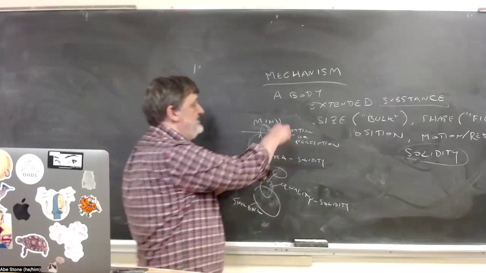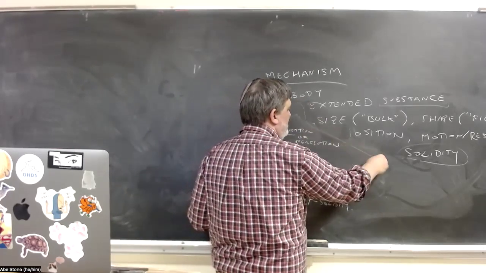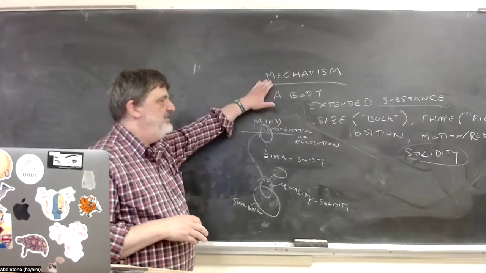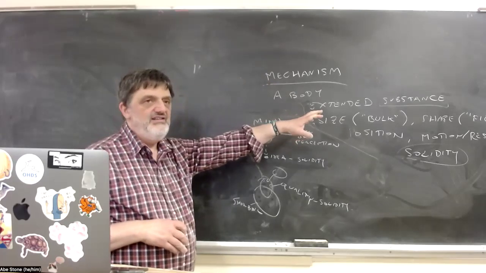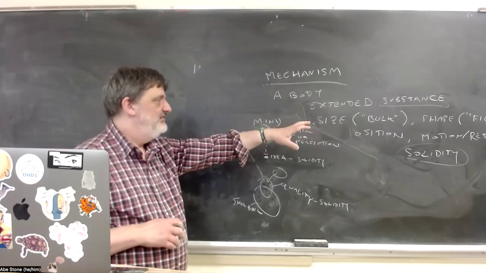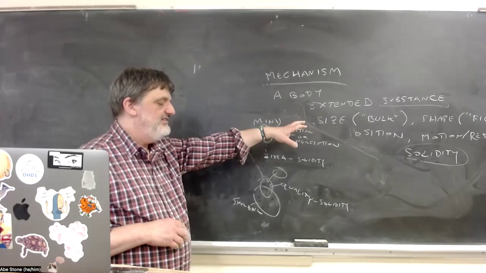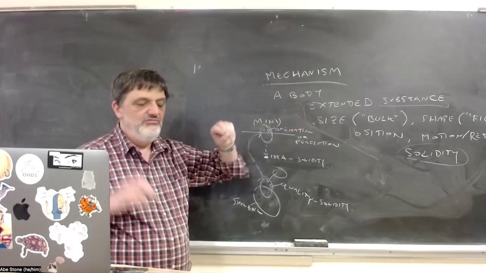So back to this. So these are the properties that a body must have. And mechanism is basically the doctrine that these are all the properties that a body really has. Right? So other properties that you might think a body has, like color or whatever, are not really in the body.